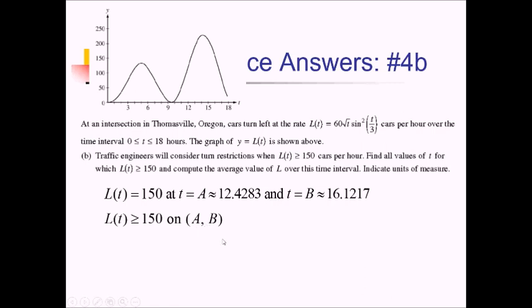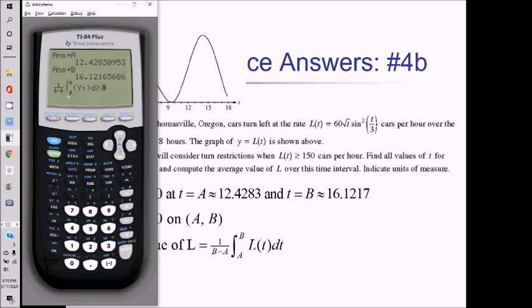Now, we do still need to do one other thing on this. They want the average value of L over this interval. So average value, that's going to be 1 over the interval length. So that's going to be 1 over b minus a times the integral from a to b of whatever you're trying to average, which in this case is L of t. And we can just do this on the calculator now.